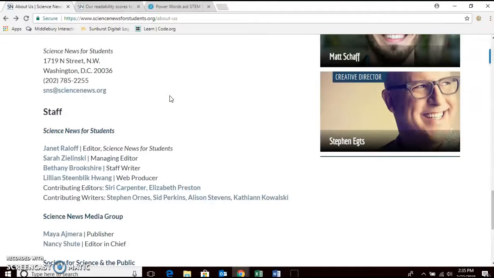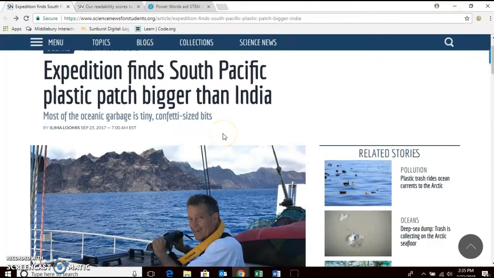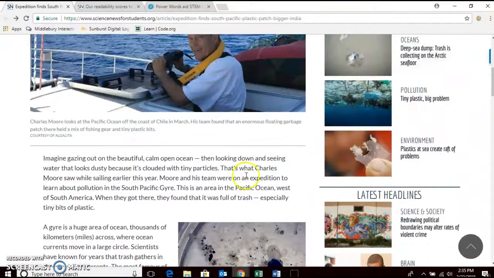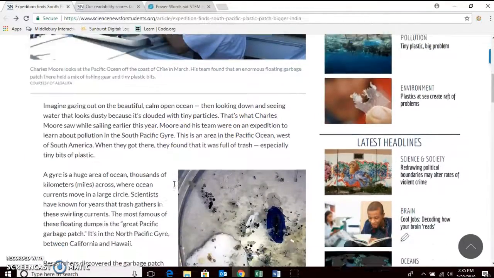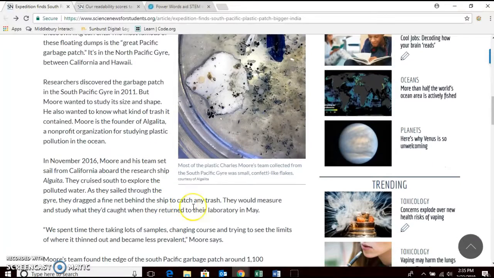We are going to jump on into the accuracy, so like the reliability of this source. The information in this article comes from an interview that Loomis up here had with a scientist by the name of Charles Moore. Charles Moore went on his boat and saw all of this stuff firsthand in 2016. They went out and measured all of this, so the information is supported by evidence. It's supported by numerical evidence by Charles Moore.